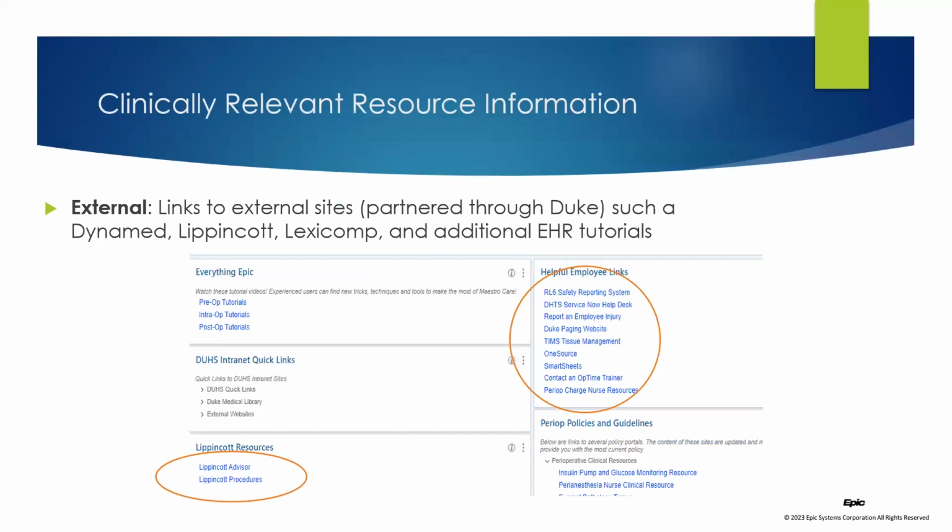The third type of CDS tools that are typically used in EHRs is clinically relevant resource information. There are 2 types. There can be external or internal in nature. External forms of these tools include links to external websites that can provide additional information, such as surgical procedures or medication information, or EPIC charting tips.